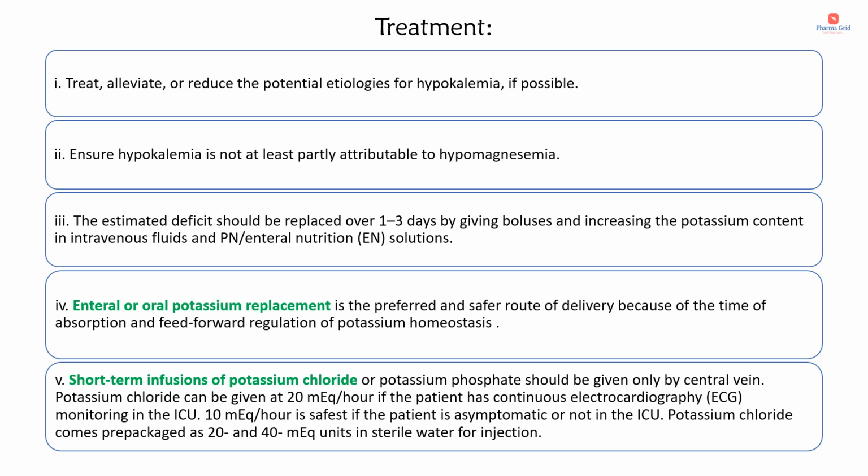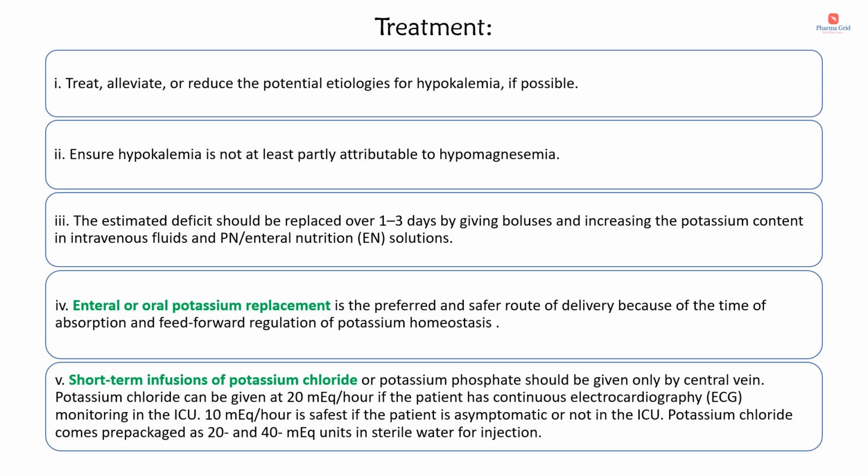Now moving on to the treatment options of hypokalemia. First of all, we should treat or reduce the potential etiologies for hypokalemia if possible. Ensure hypokalemia is not at least partially attributable to hypomagnesemia. The estimated deficit should be replaced over 1 to 3 days by giving boluses and increasing the potassium content in intravenous fluids and parenteral or enteral nutrition solutions.